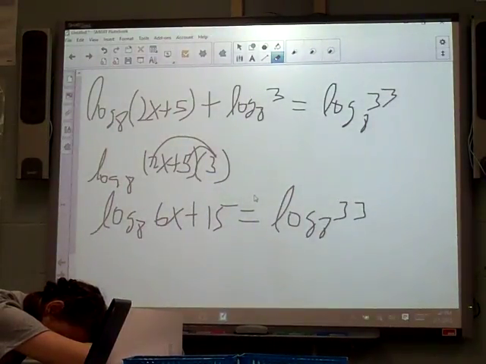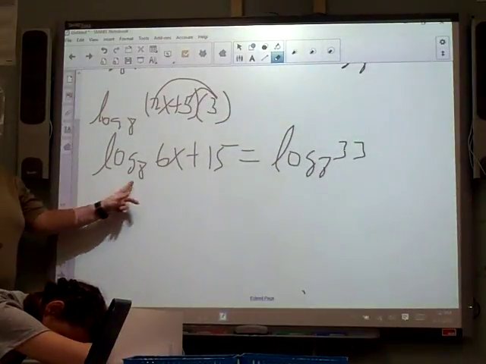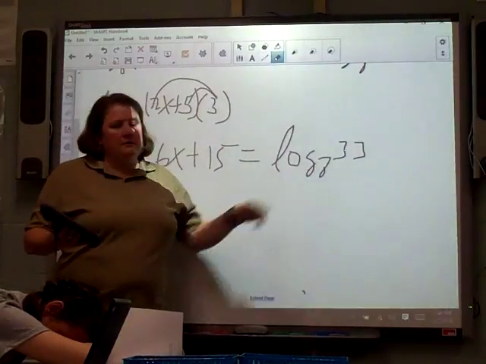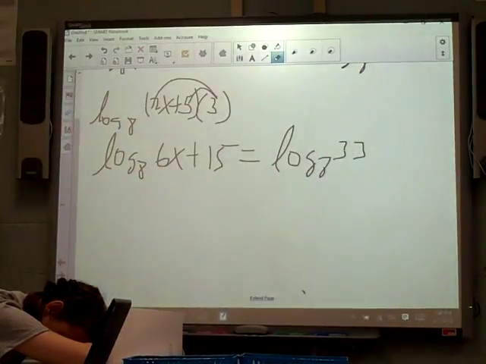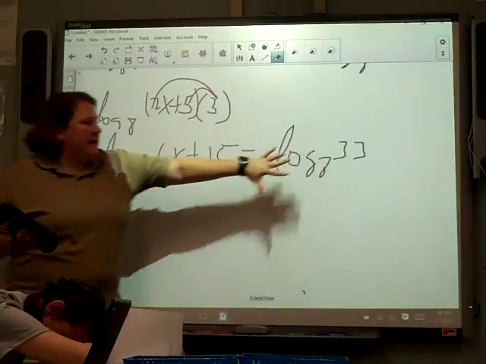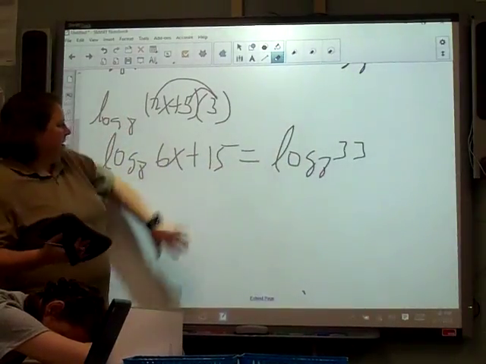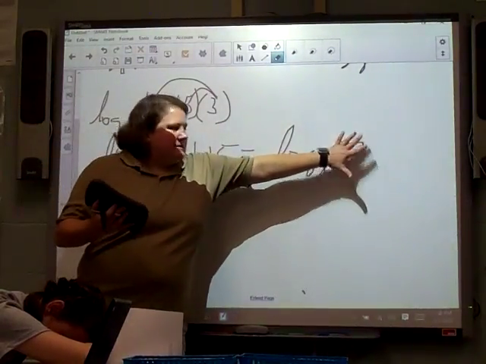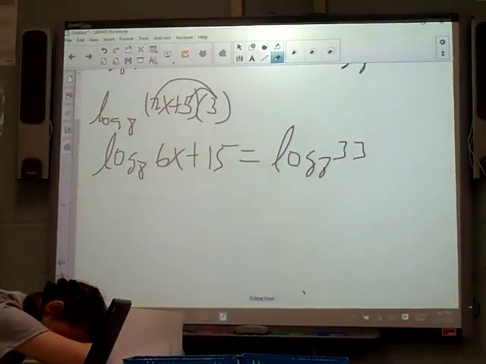Now, what we got cracking here is similar to what we've had on the bell ringer the last couple of days. When you've got the same base equal to each other, you can just set the exponents equal to each other. When I've got the same logs equal to each other, then the other junk just has to equal each other. Log base 8, that's the same. So that means 6x plus 15 has to equal 33. So let's set that up and you got a 2-step middle school equation.